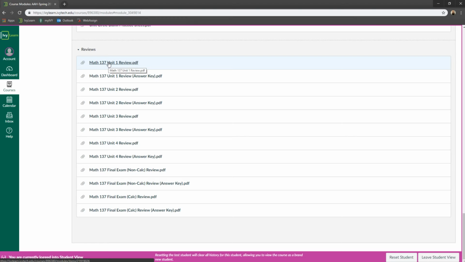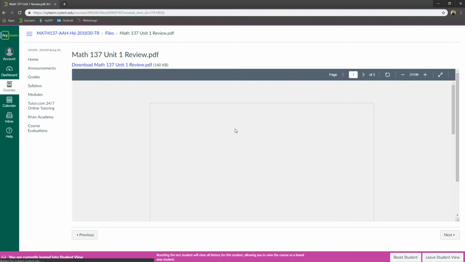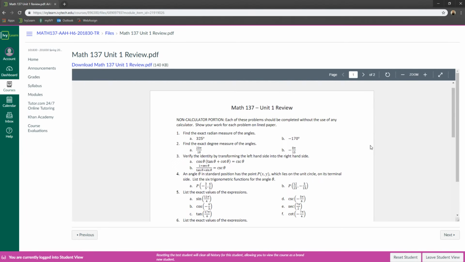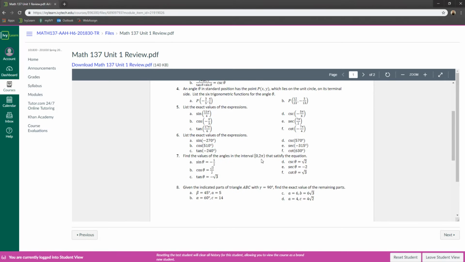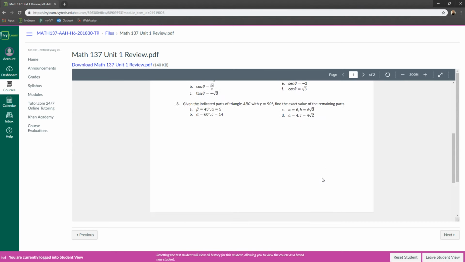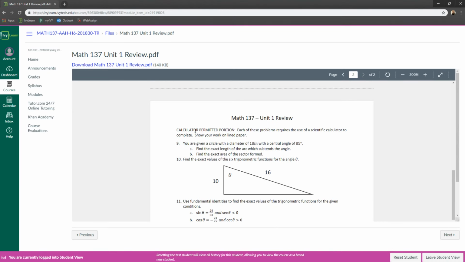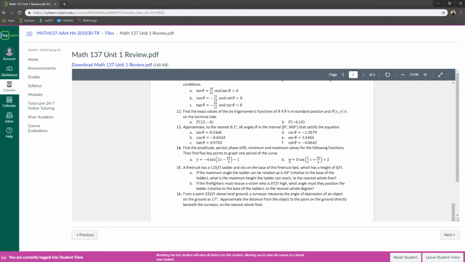So there's Unit 1 review, and it'll have a list of problems. There is a non-calculator list of problems. So you should do these problems without your calculator. And then there is a calculator permitted portion list of problems.